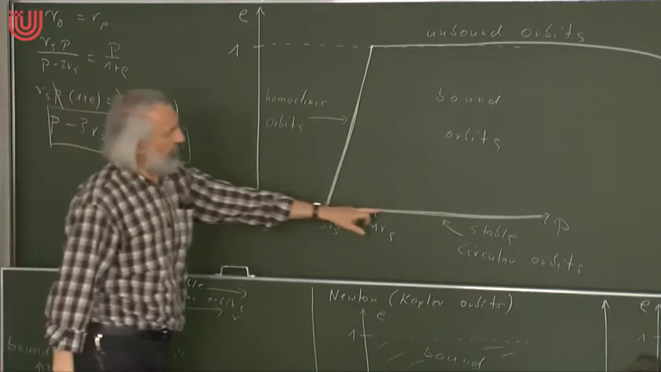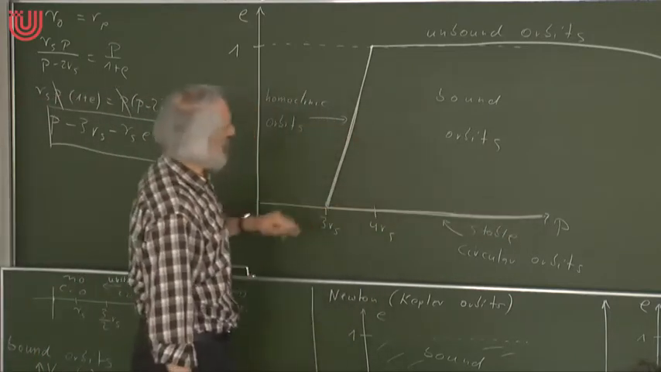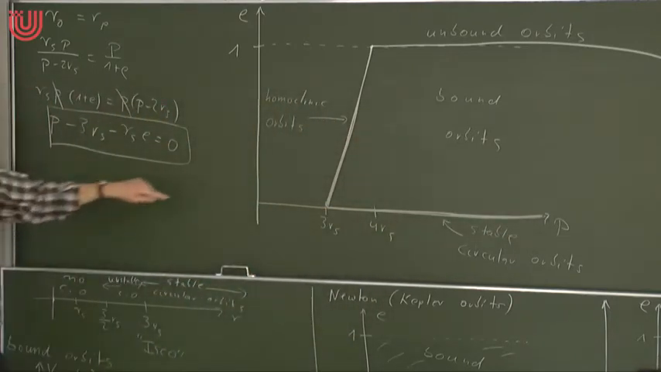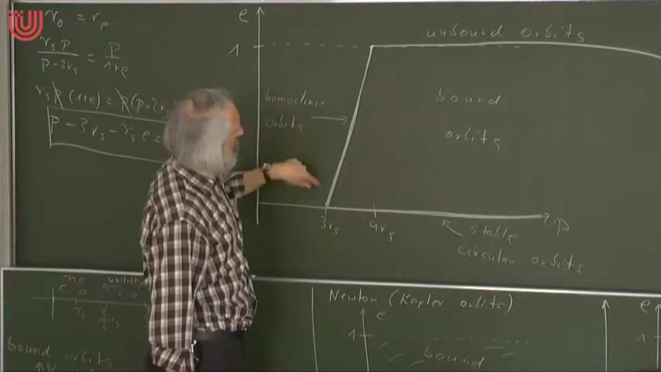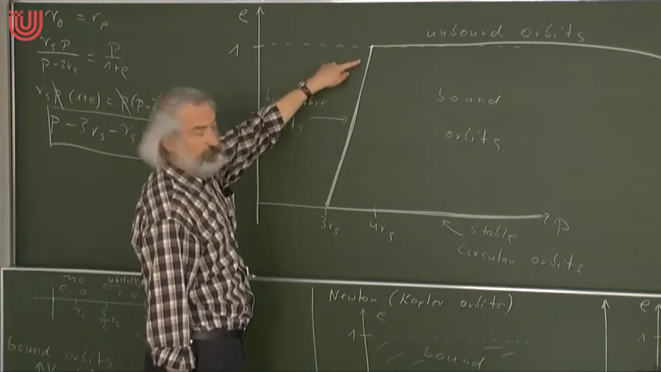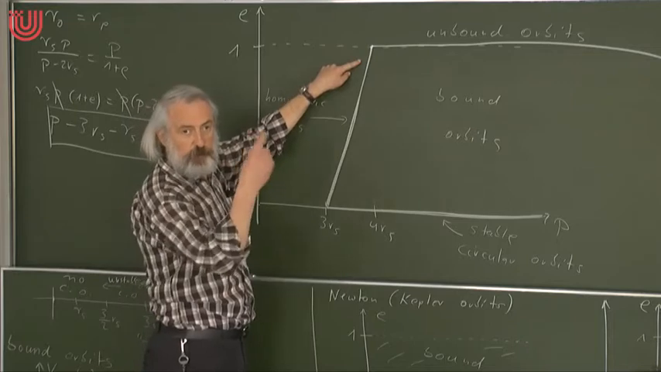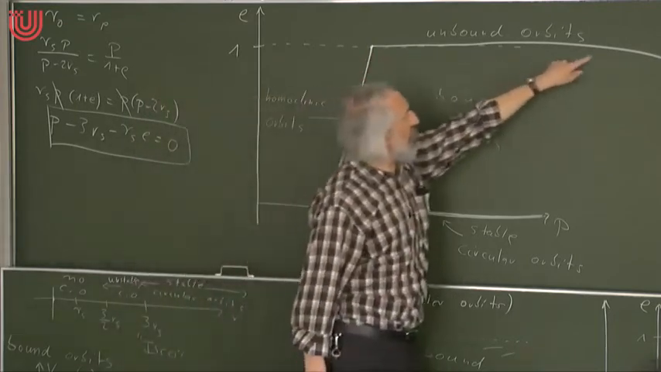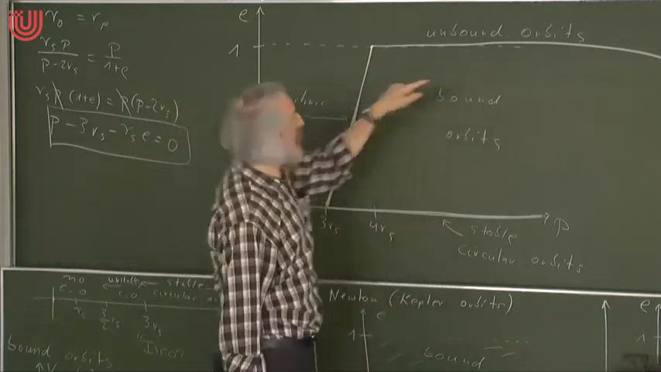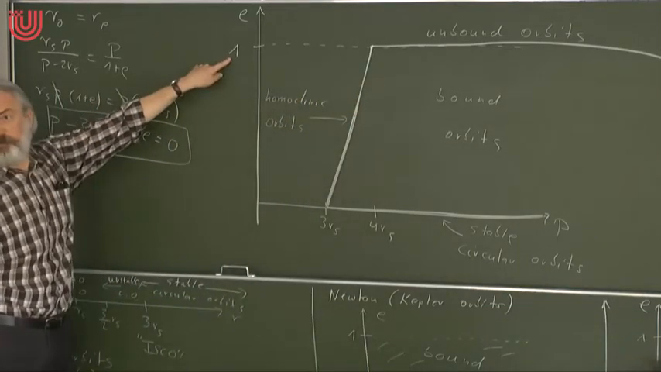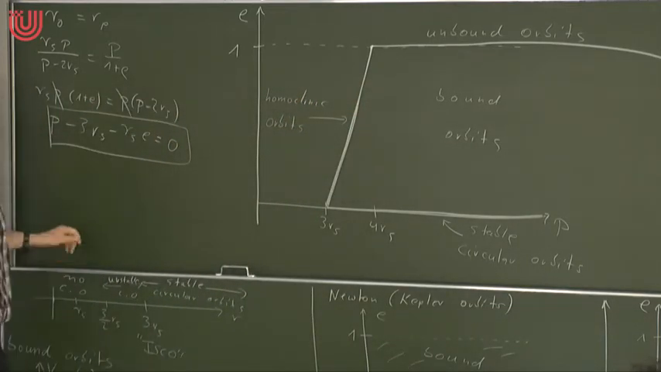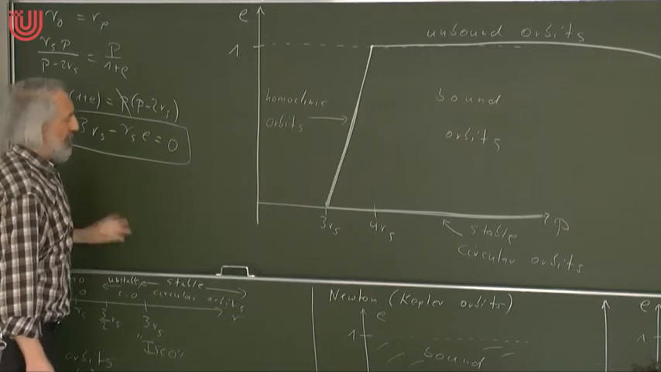It's true for these ones here. They have an Rp and an Ra which are equal. But these orbits do not have an Rp, because they only approach the Rp asymptotically. And these orbits here don't have an Ra, because Ra becomes infinite if E is equal to 1. So that's the diagram.